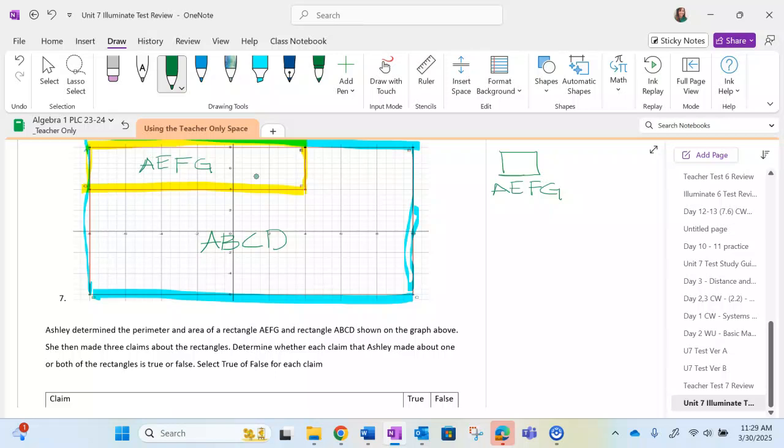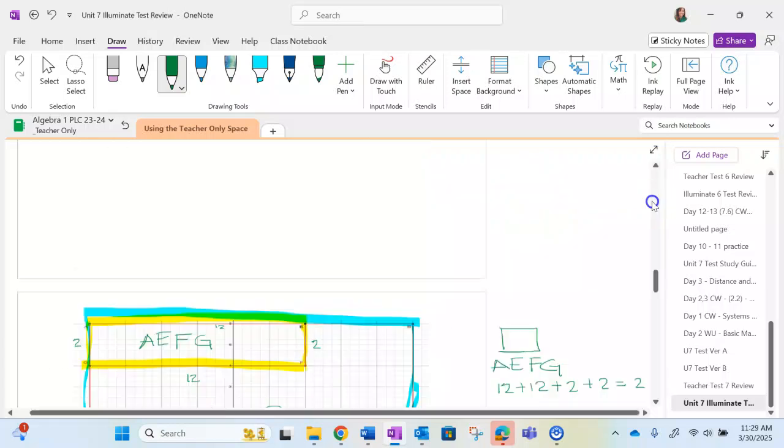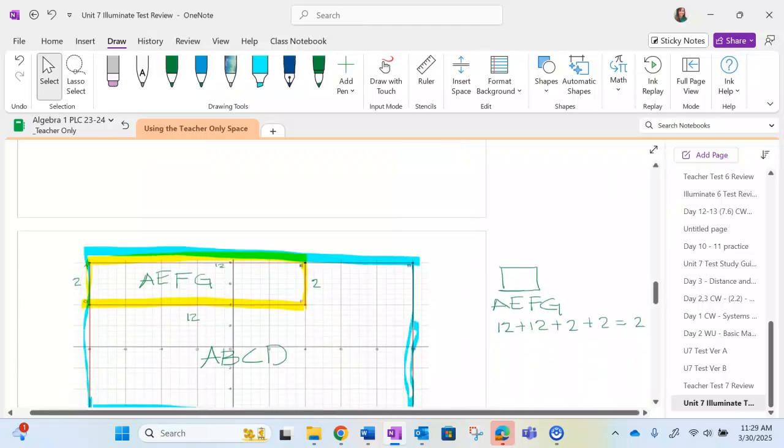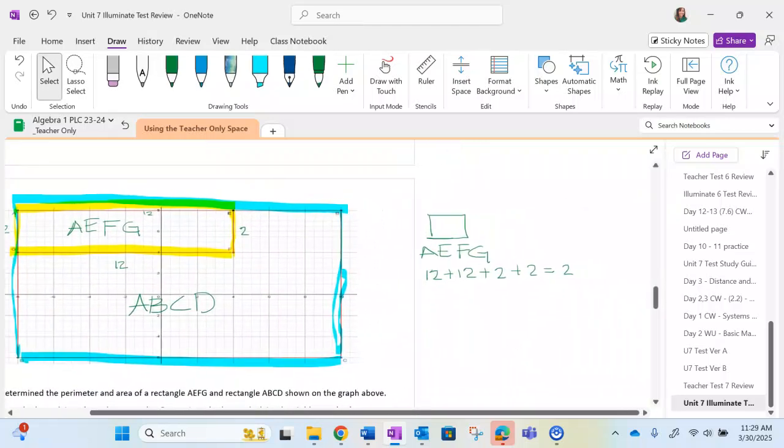So 2, 4, 6, 8, 10, 12. This is 12. Same thing with going up. They're counting by 2s. This is 2, and this is a rectangle, so that means this one is 12. So let's add them together, all 4 sides. 12 plus 12 plus 2 plus 2 equals 28. Sorry about that. Need to slide it over a little bit. 28.